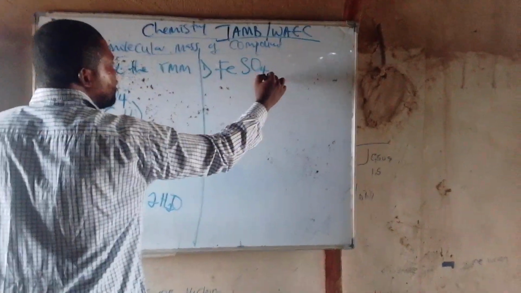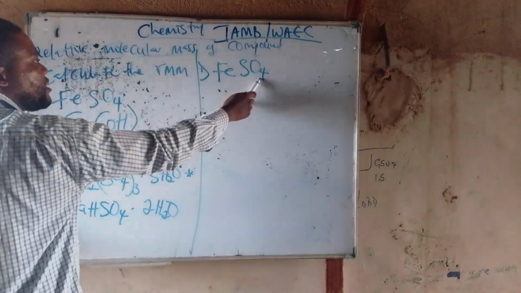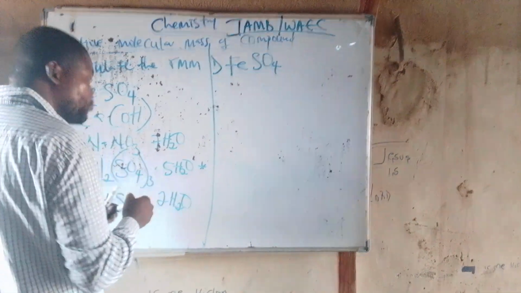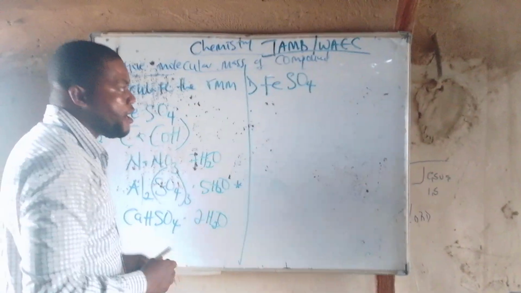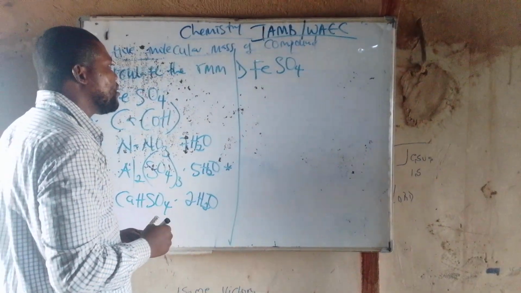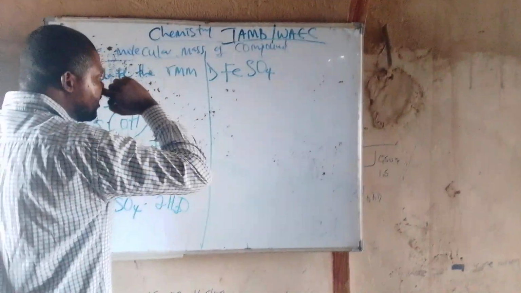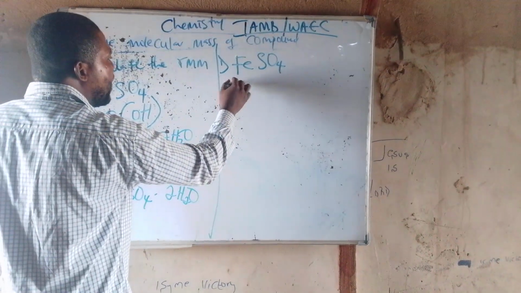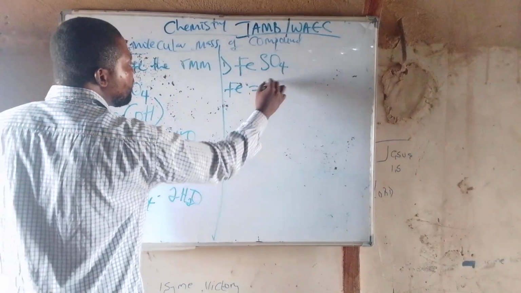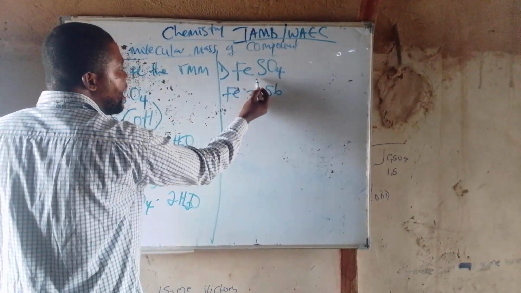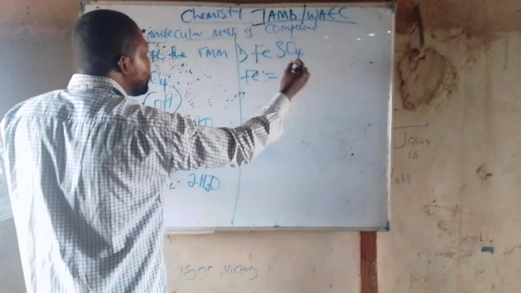FeSO4, the molar mass of this compound. This is iron tetraoxosulfate 6. I'll still come down to how you can name compounds. Quickly, I know iron is Fe, 56 grams. Let me break it down: Fe is equal to 56. If there was a number here, I'd multiply with the number there, but there's no number here, so I'll just go my way.